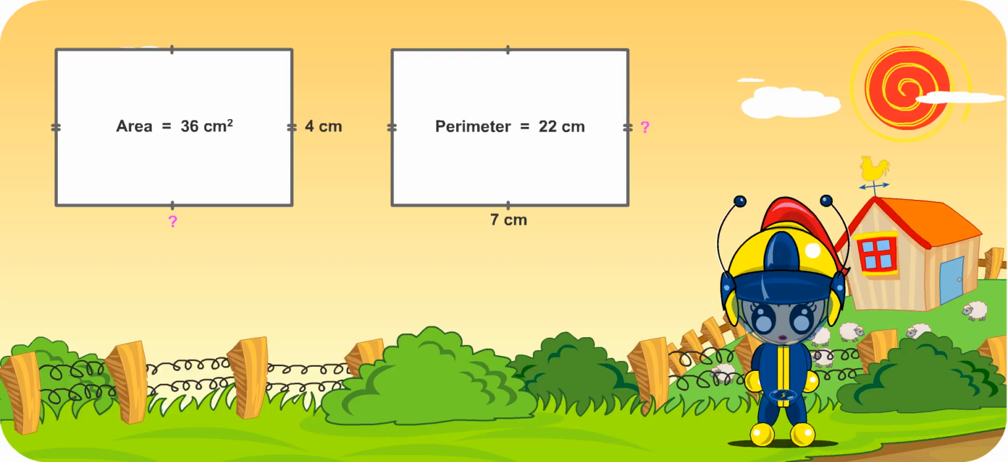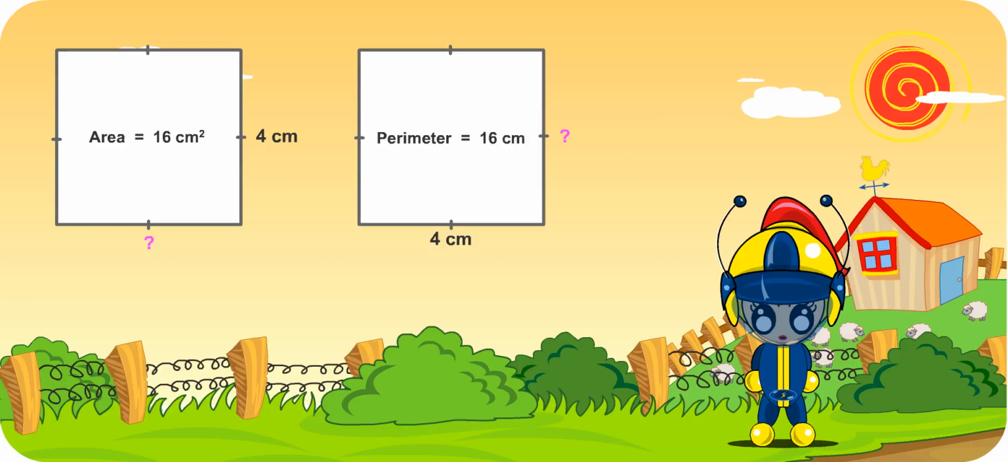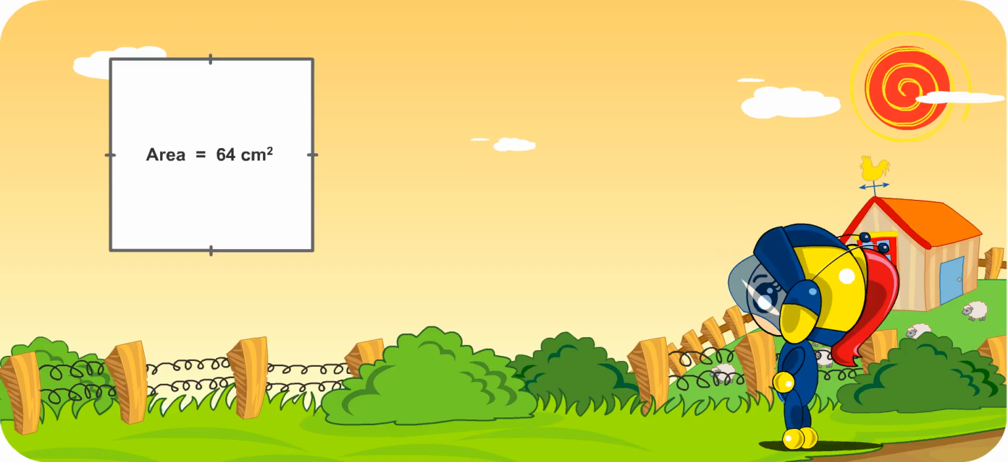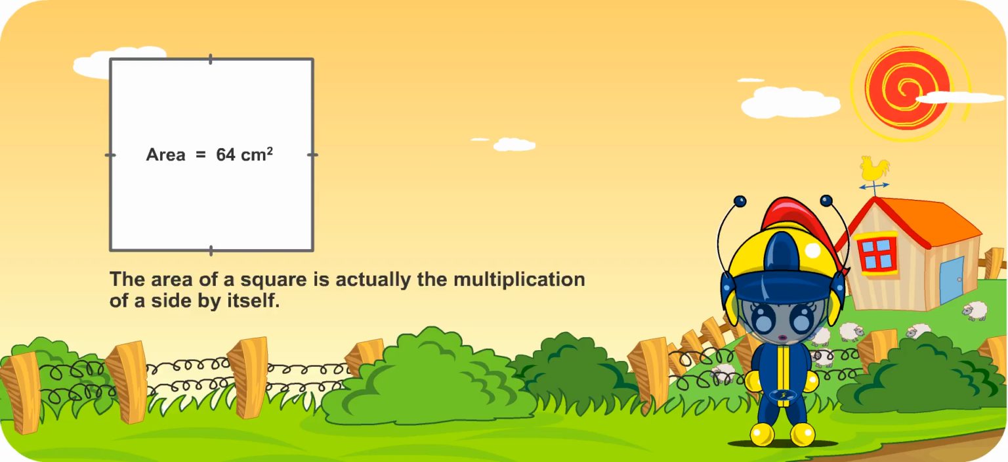Now we are going to find out an unknown side of a square. Turbo Girl, can you find an unknown side of a square given its area of 64 square centimeters? The side is 8 centimeters. Wow, quick response. But how did you get that answer? Since the four sides of a square are equal, the area of a square is actually the multiplication of a side by itself. As 8 times 8 equals 64, the answer is 8 centimeters. Well done. Your concept is correct.